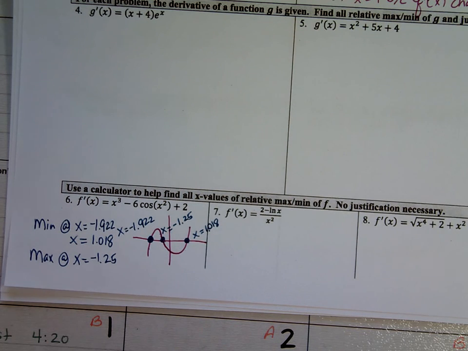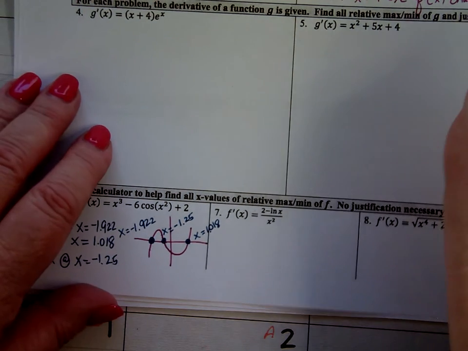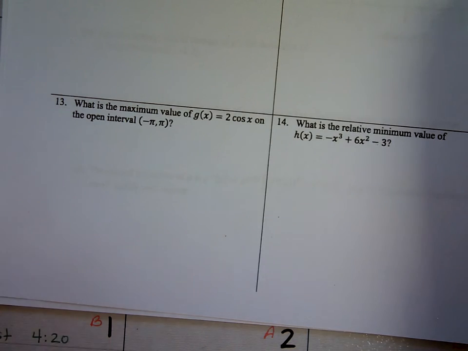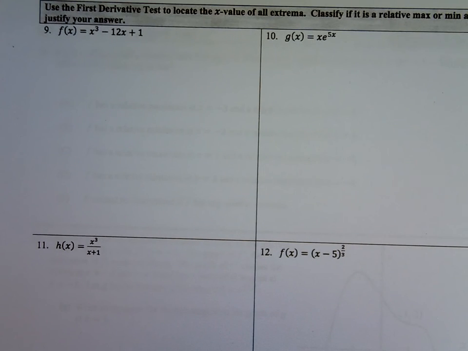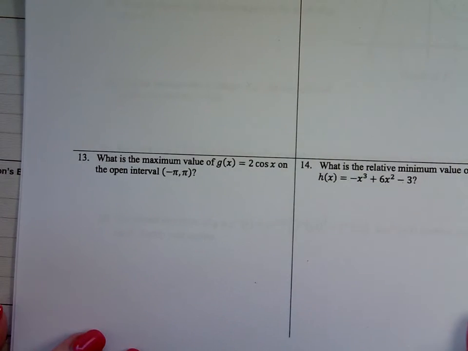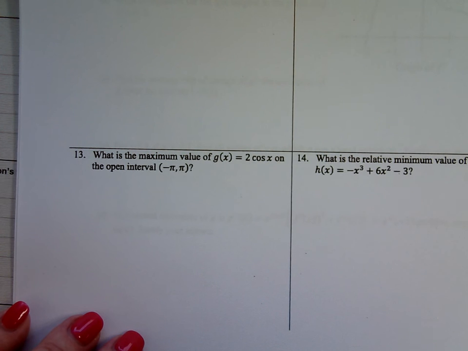Okay, let's go to the next set. Use the first derivative test to locate the x values of all the extrema. That's what we've been doing. Find the first derivative, set it equal to 0, make a sign chart, and decide from there. The only one that I think was goofy was number 13. So let's take a look at 13.